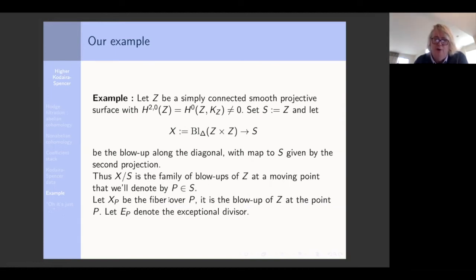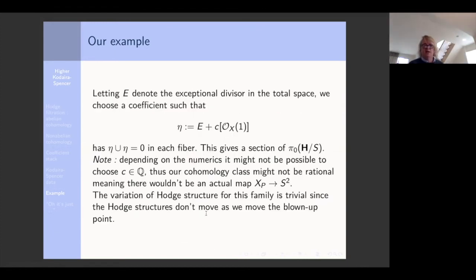So X, the fiber over a point P, is just the blowup of Z at the point P. Let E_P be the exceptional divisor in the fiber, and let E be the exceptional divisor of the total space. And we choose a coefficient C with the property that C times the hyperplane section (I didn't want to use H because we've already got a lot of H's here) plus the exceptional divisor should have eta cup eta equals 0 in each fiber. This is going to be a class in H^{1,1}.